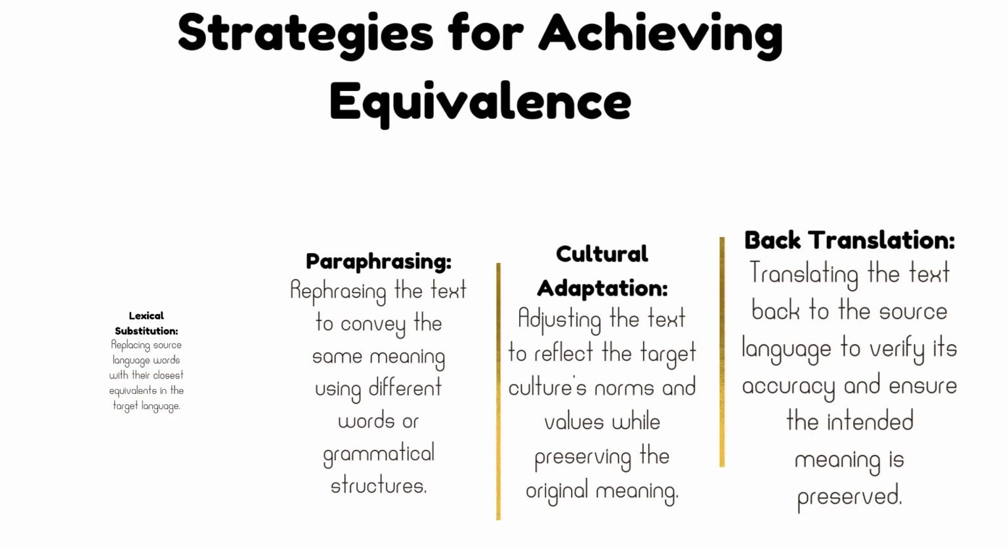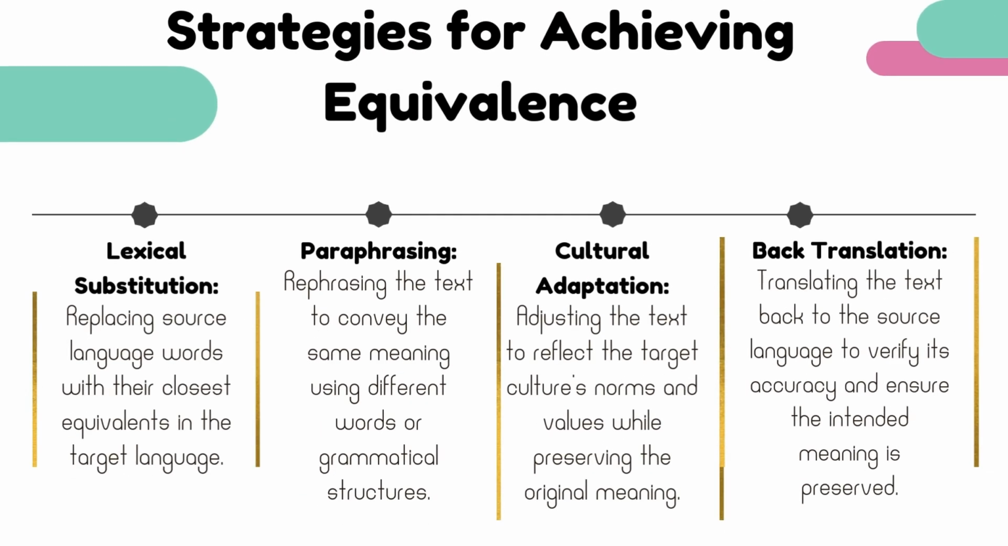Strategies for achieving equivalence. Lexical substitution. Replacing source language words with their closest equivalents in the target language. Paraphrasing. Rephrasing the text to convey the same meaning using different words or grammatical structures. Cultural adaptation. Adjusting the text to reflect the target culture's norms and values while preserving the original meaning. Back translation. Translating the text back to the source language to verify its accuracy and ensure the intended meaning is preserved.